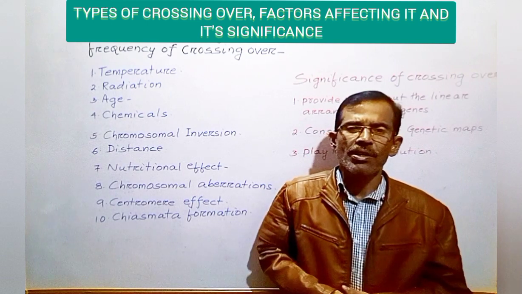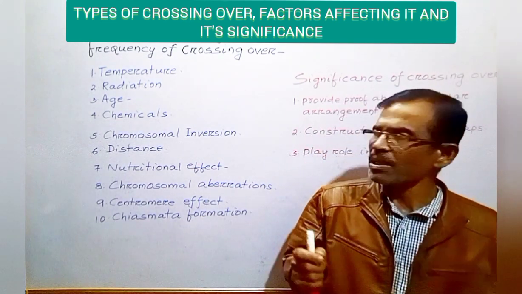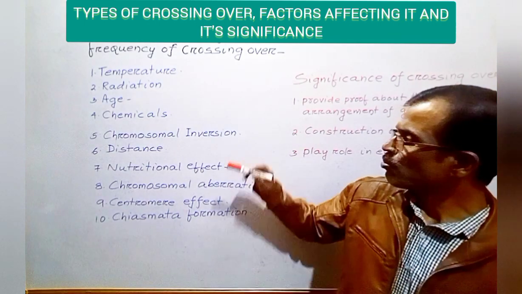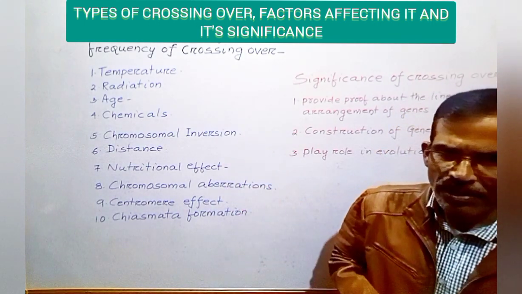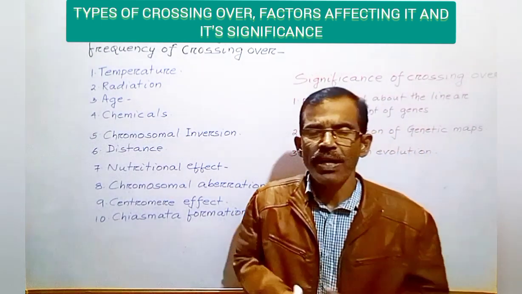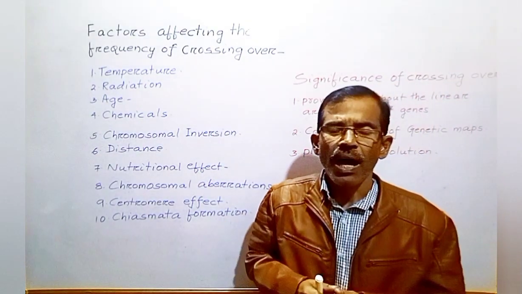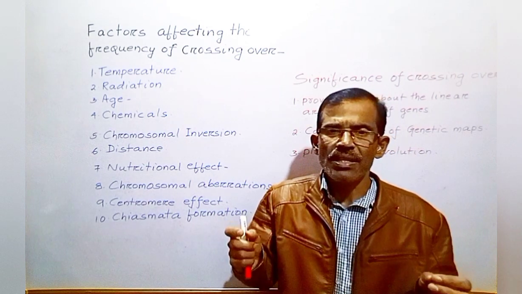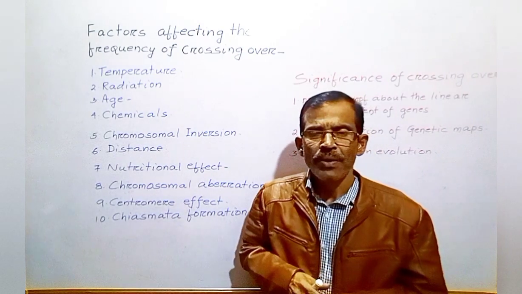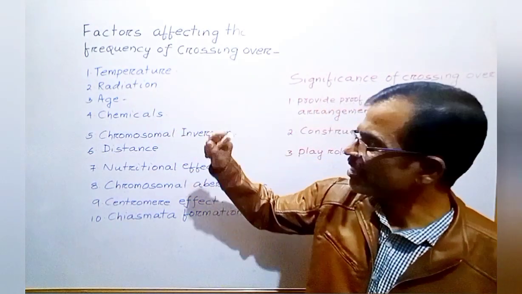The frequency of crossing over primarily depends upon the distance between linked genes. In addition, several other factors such as temperature, radiation, age, mutagens, chromosomal inversion, nutritional effect, structural changes in chromosomes, centromere effect and chiasmata formation also affect the frequency. First factor is temperature. It has been demonstrated that high and low temperature increase the frequency of crossing over. Similarly, X-ray and other radiation also increase the frequency. It has been demonstrated that in female Drosophila, the frequency of crossing over decreases with increasing age.